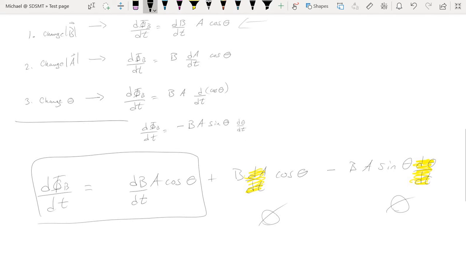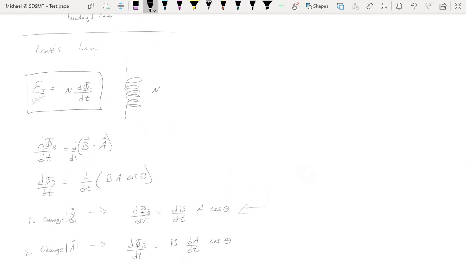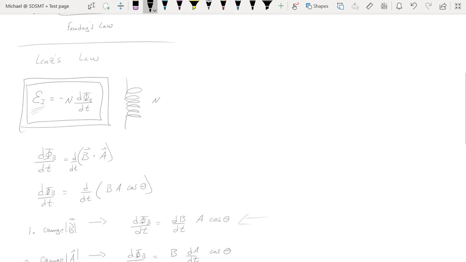Well, what happens if nothing's changing? What happens if the area is not changing, if the angle is not changing, if the magnetic field is not changing? If nothing's changing, then what is the change in flux? Well, it's 0. And if you don't have a change in magnetic flux, you don't get any induced effects. And this is the real trick behind electromagnetic induction, is that we have to have a changing magnetic flux in the system.